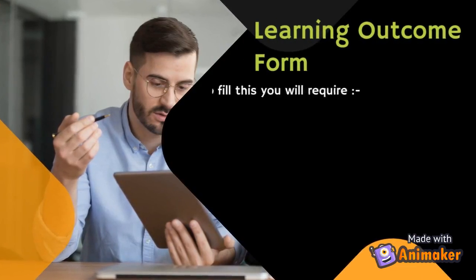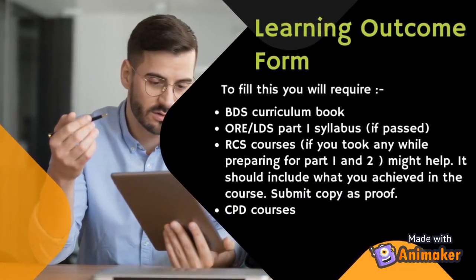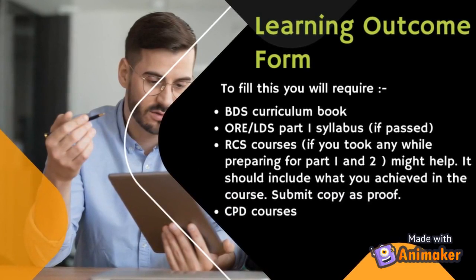You should ensure that all the questions in the learning outcome form are filled properly. There should not be any question which is left uncovered, or else the GDC will most likely reject your application. Trust me, you can do this yourself. To fill the learning outcome form, you will require the BDS syllabus book, and if you have passed part 1 of ORE or LDS, get a blueprint of the syllabus. For your assistance, I have attached it in the comments box below. You may wish to do some CPD courses.